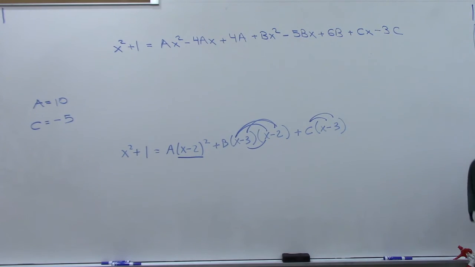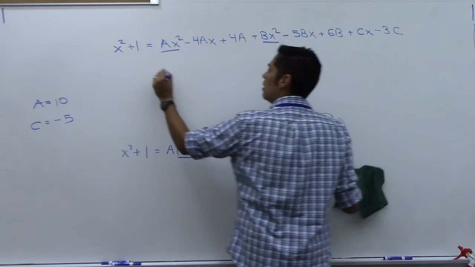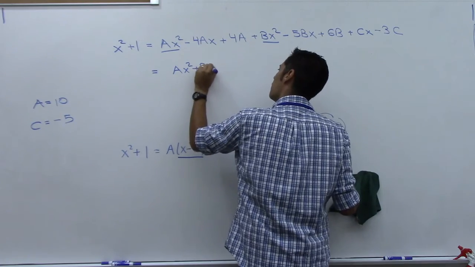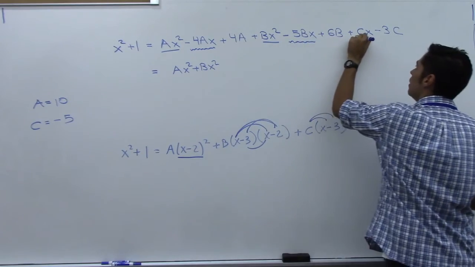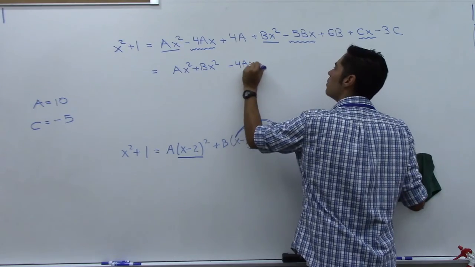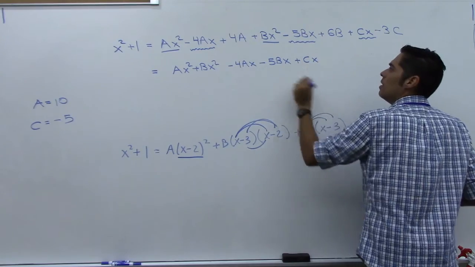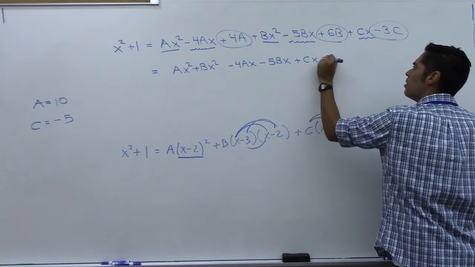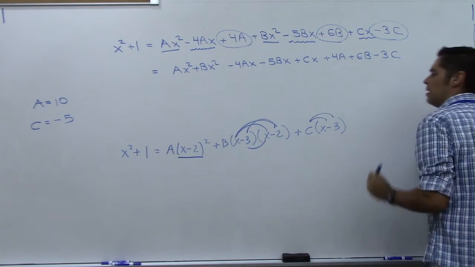All right, so at this point, I will collect all my x squareds together, which is this one and this one. I'll put them together. I'll collect all my x terms, this one, and this one. So I'll have minus 4ax minus 5bx plus cx. And then I'll get all the things that don't have x's in them, which are those three. So plus 4a plus 6b minus 3c.